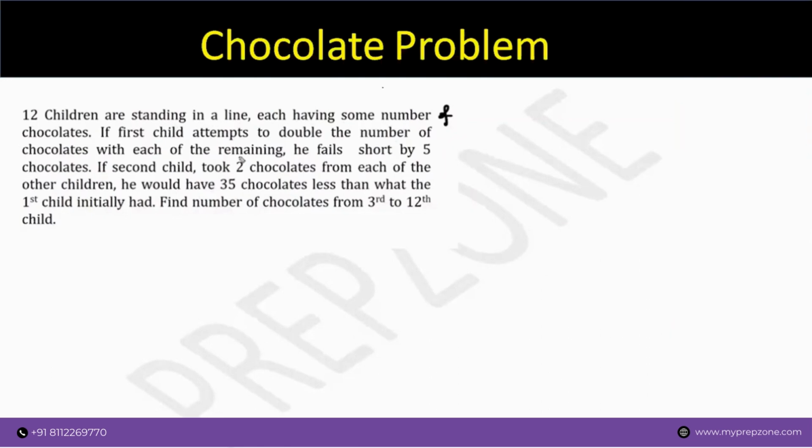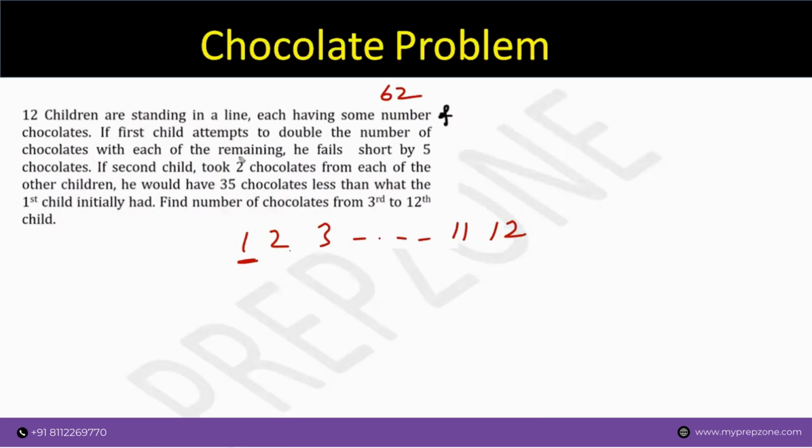There are 12. Answer is 62 by the way. There are 12 students who are standing in a line. Let the students be 1, 2, 3, and 10, 11, and 12, each having some number of chocolates. If the first child attempts to double the number of chocolates with each of the remaining, he falls short by 5 chocolates. What is the meaning of this line? What is the person trying to say?